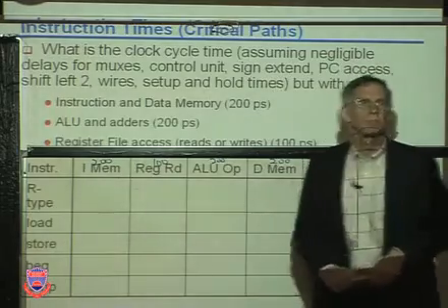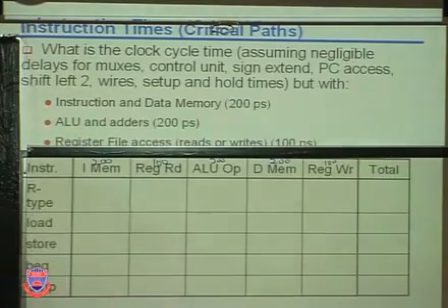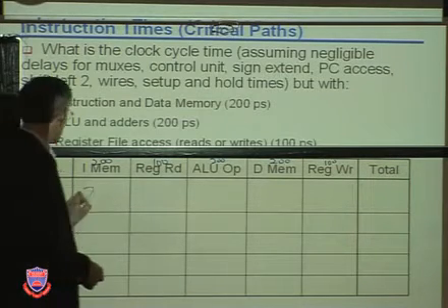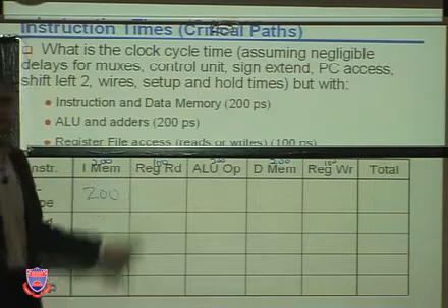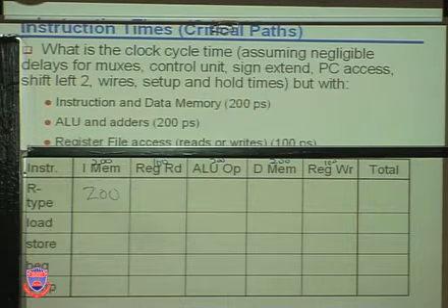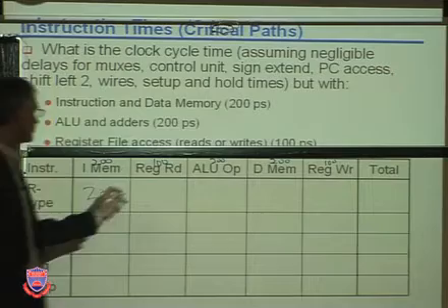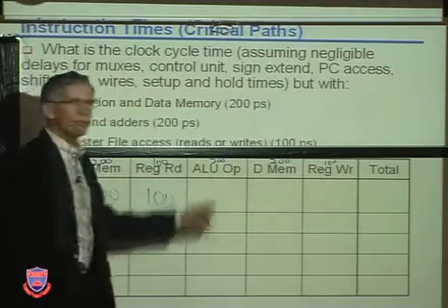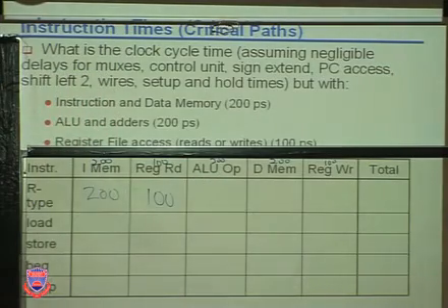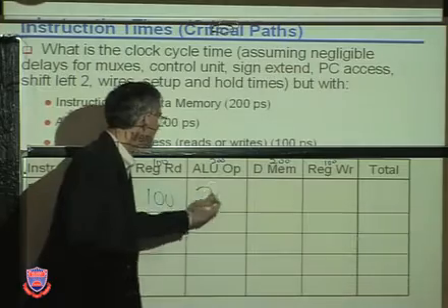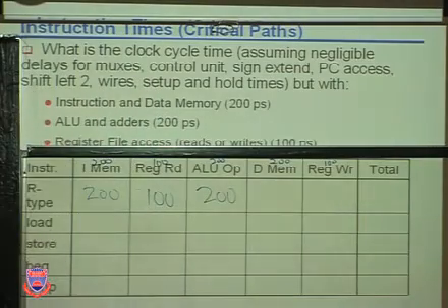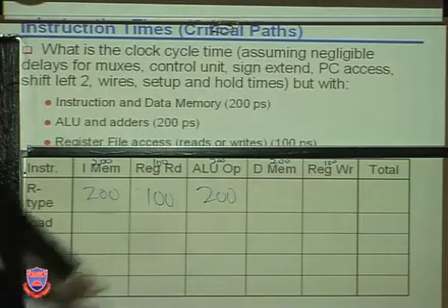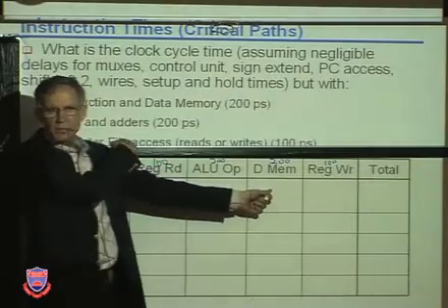R-type instructions. What do they need? Do we need to fetch anything from instruction memory? Yeah, we do. You can't do any instruction unless you fetch. So we've got to fetch from instruction memory. Do we need to get anything out of the registers? Do we read anything from registers on R-type instructions? Yeah, we do. Do we do anything in the ALU on R-type instructions? Yeah, of course. In fact, that's their main job, to add, subtract, or shift, or XOR, or whatever in the ALU. Do we use anything in the data memory on R-type instructions? No, we don't go there.